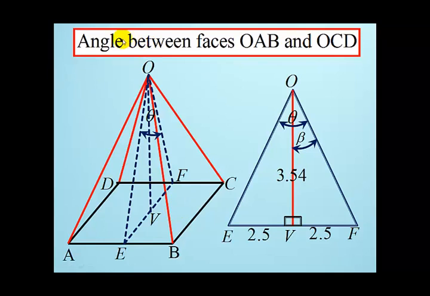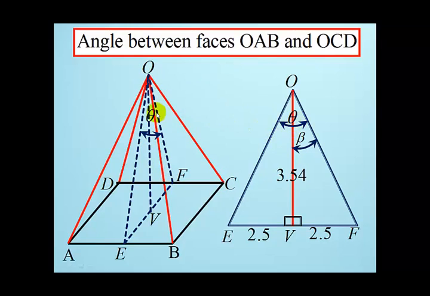Now let's look at the angle between faces OAB and OCD. Now, where are the faces? We have face OAB, and the line OE is representing that face. And we also have face OCD, and the line OE is also representing the face. So if you are finding the angle between these two faces, the angle is theta as shown.